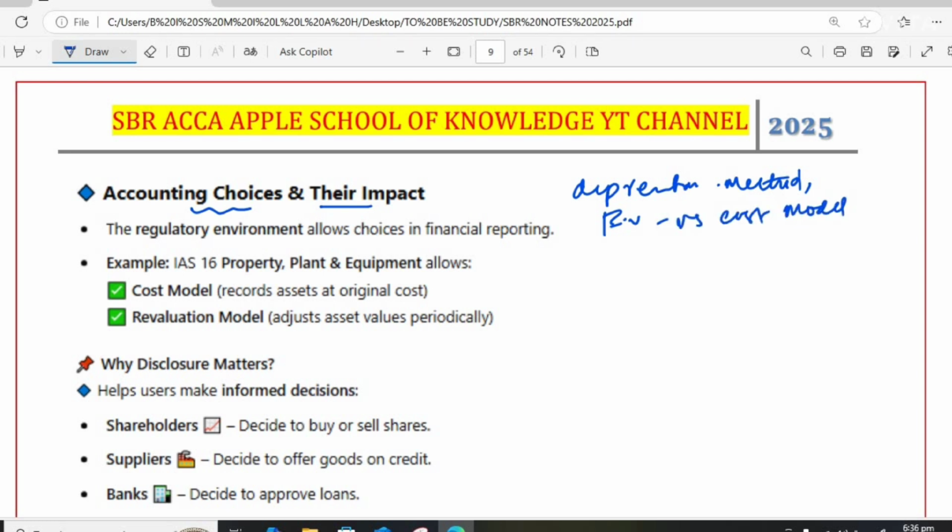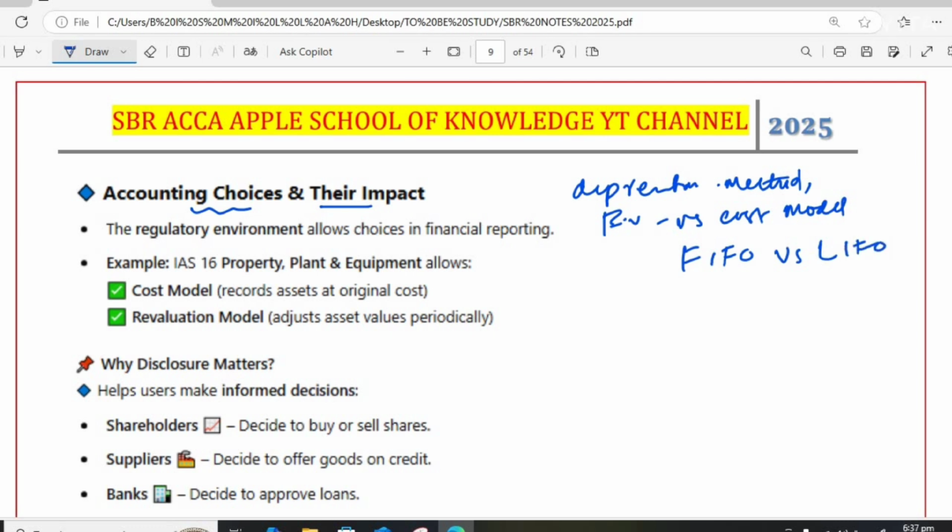So choices impact reported profit. It means the reported profit may go up or down because of the choices you make. There is also some impact on asset values and key ratios. For example, if you look at the two methods for inventory, FIFO versus LIFO, last in first out, that affects inventory and cost of goods sold, right?